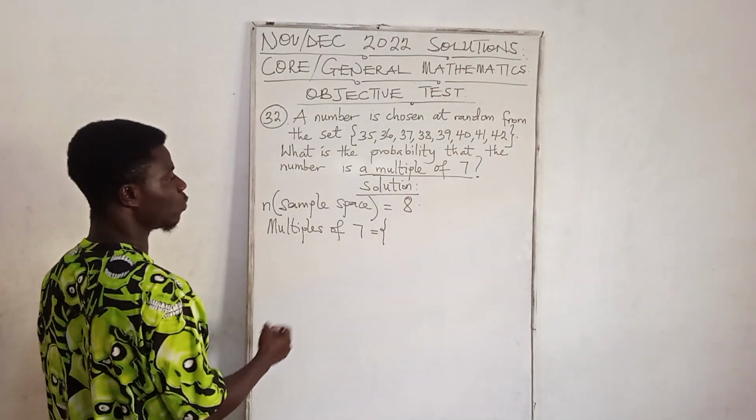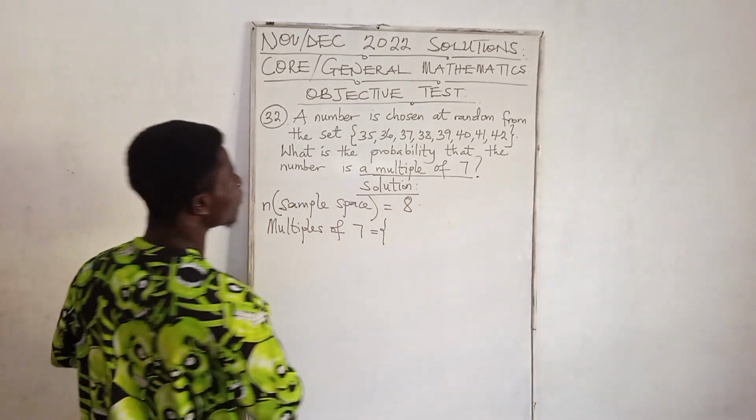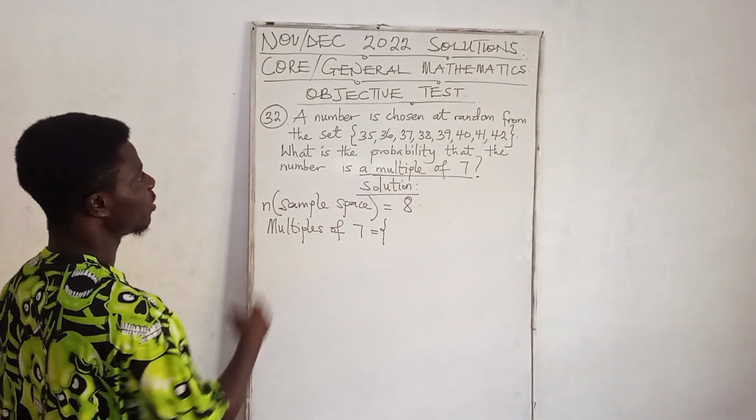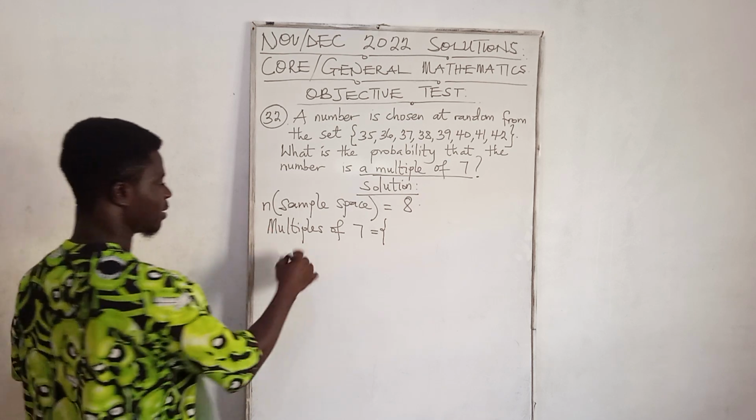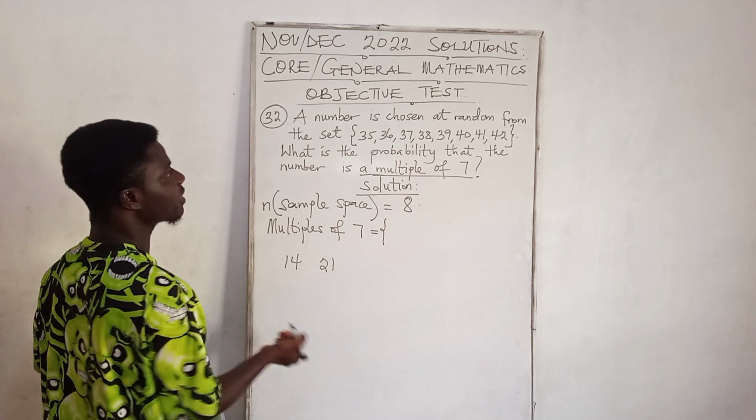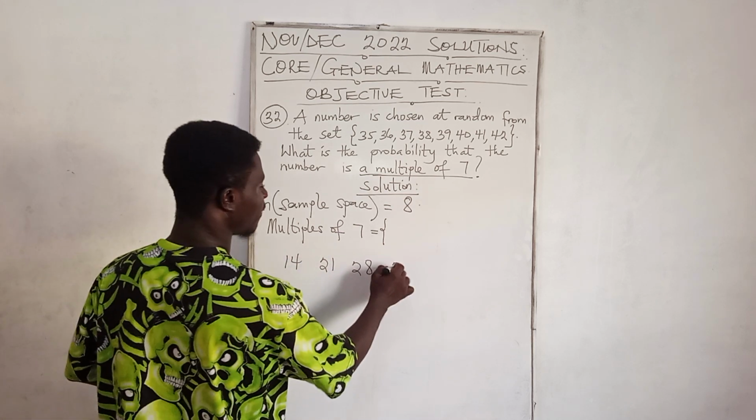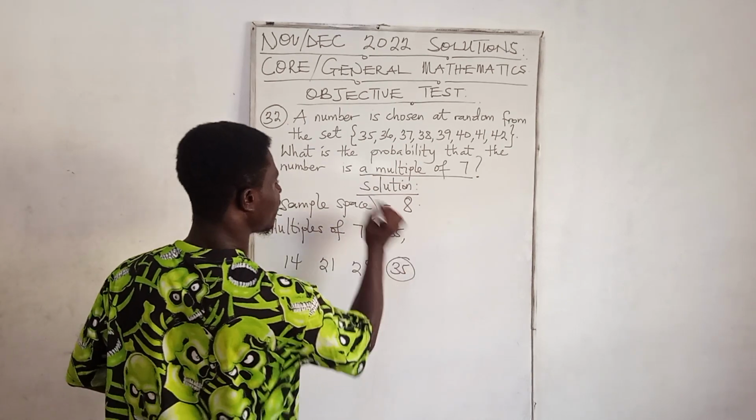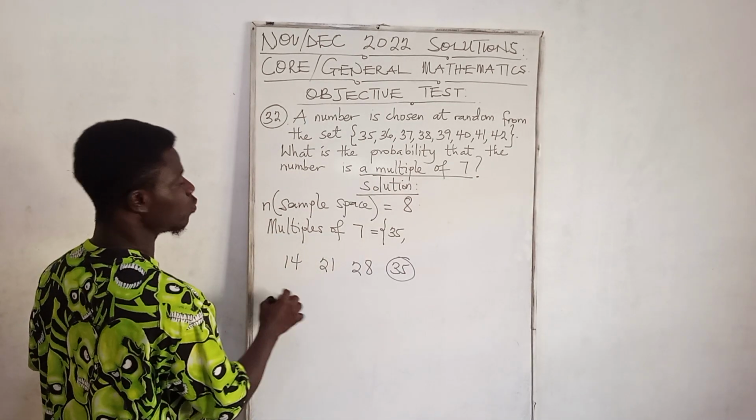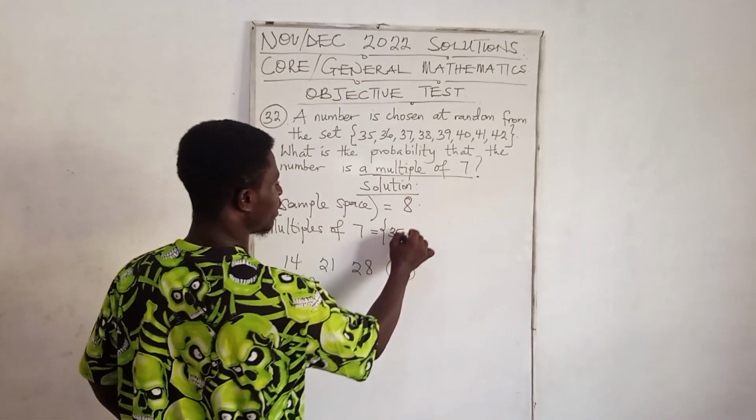So now let's go. 7 times 1 is 7. Let's see whether we have 7 inside. No, we don't have 7. 7 times 2 is 14. We don't have it there. 7 times 3 is 21. We don't have it. 7 times 4 is 28. We don't have it. 7 times 5 is 35. Do we have it? Yes, we have 35. 7 times 6 is 42. Yes, we have 42 inside.